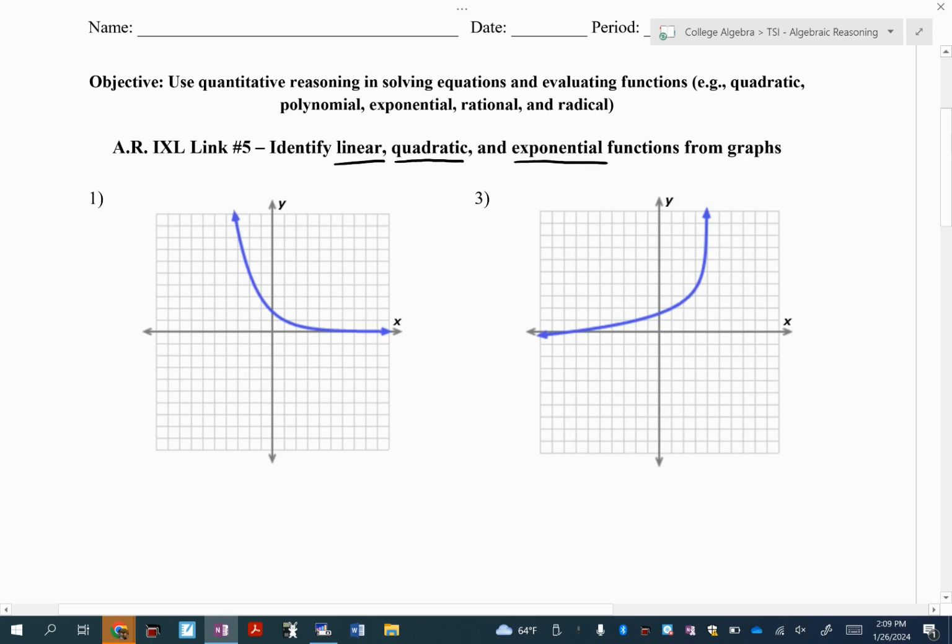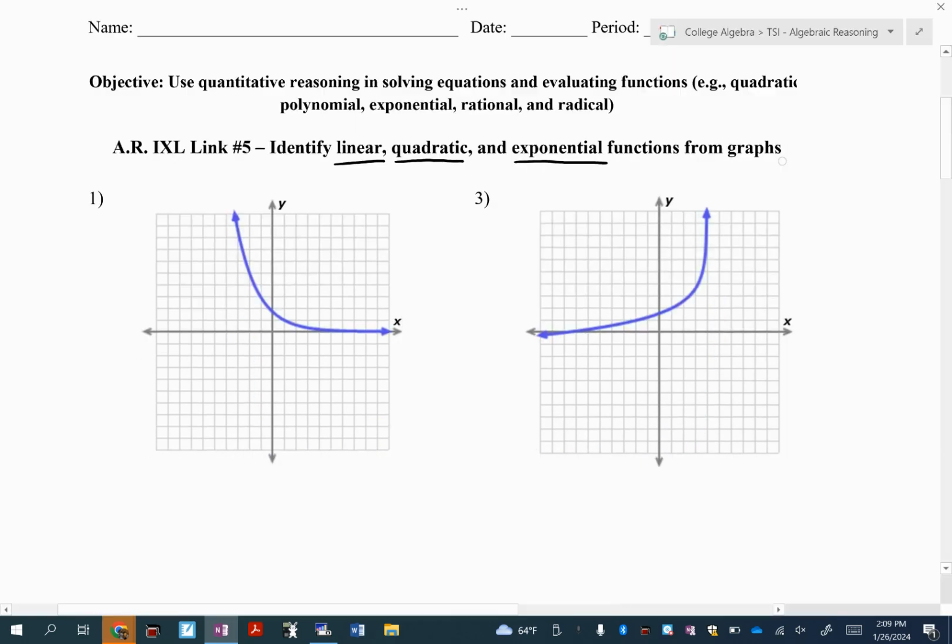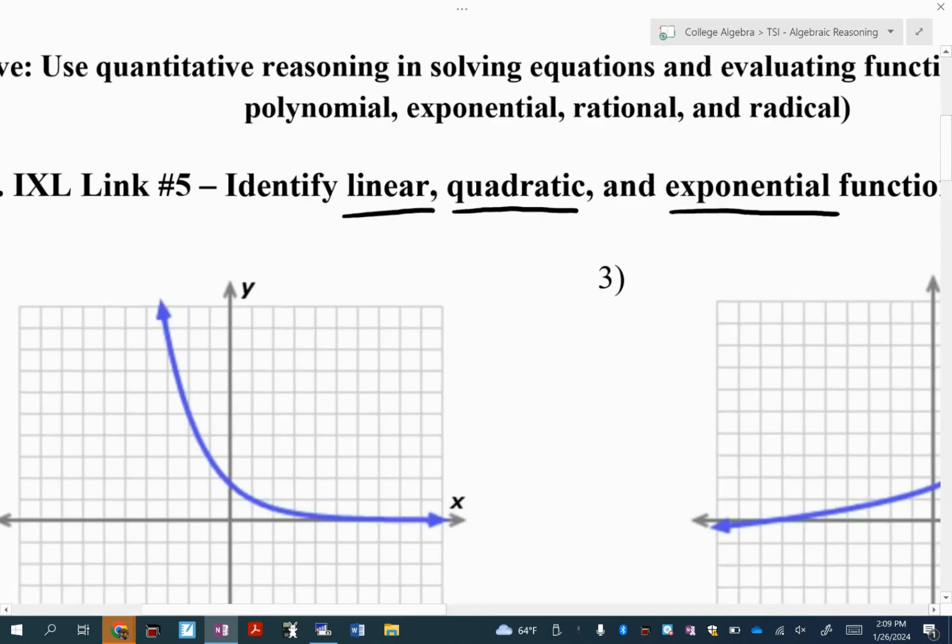Now, you've done all 3 of these. Do you guys remember what a linear function looks like? It's in the name. It looks like a line. And then what about a quadratic function? Do you remember what that looks like, the quadratic? Because the quadratic is actually to the 2nd power. It is a U.